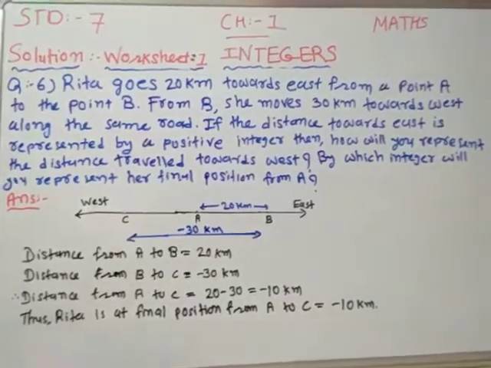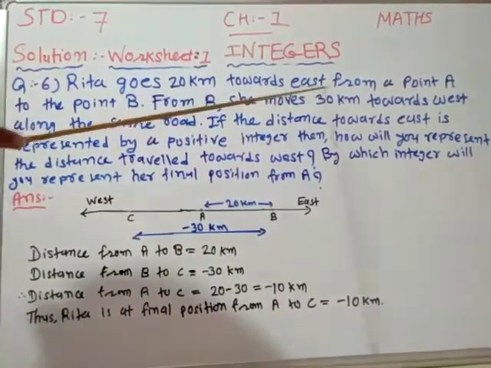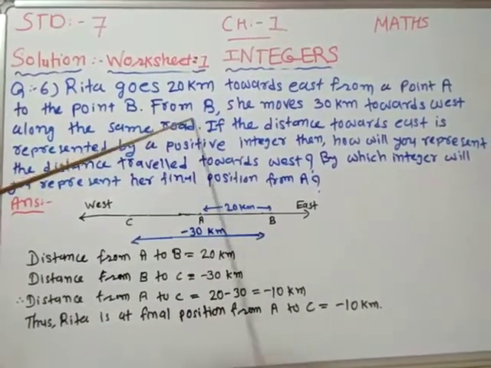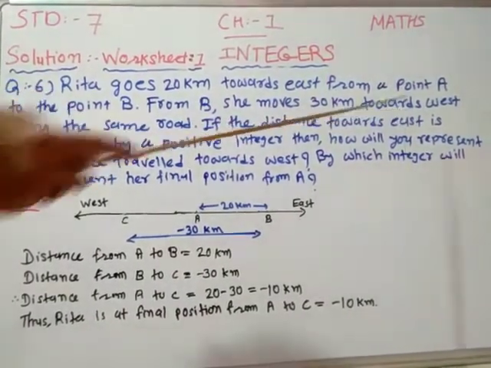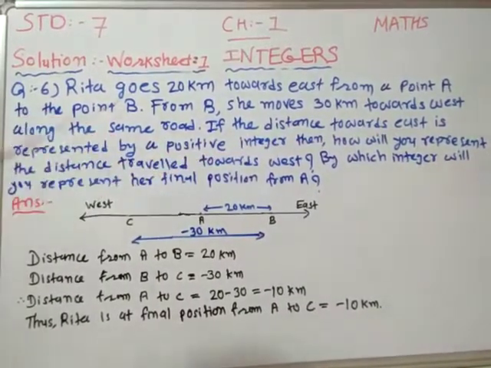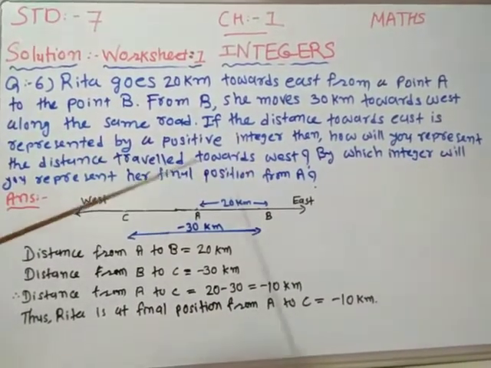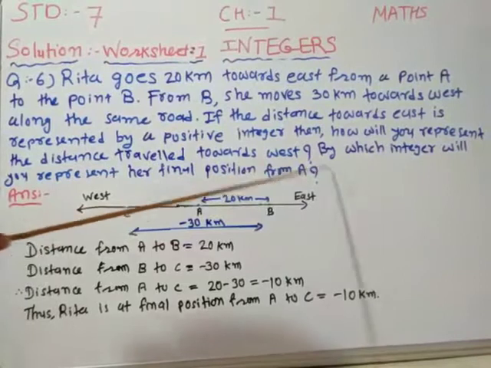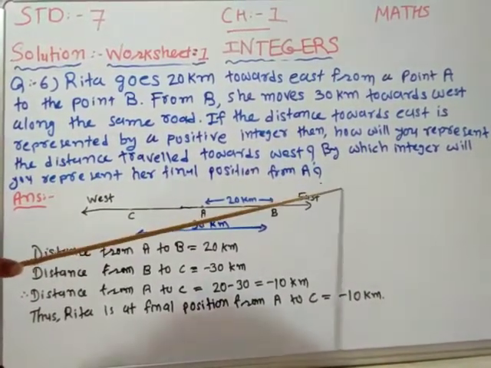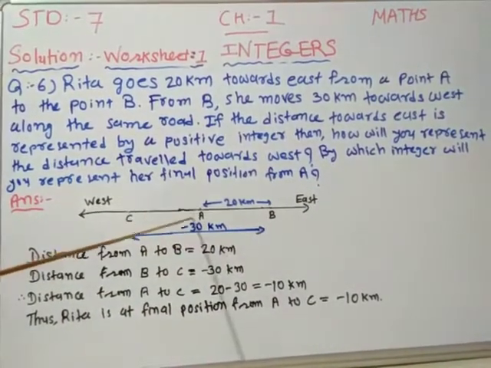Now let us solve question 6. Rita goes 20 km towards east from point A to B. From B, she moves 30 km towards west along the same road. If the distance towards east is represented by a positive integer, then how will you represent the distance travelled towards west? By which integer will you represent her final position from A? Now just look at this line. We are pointing A and B.